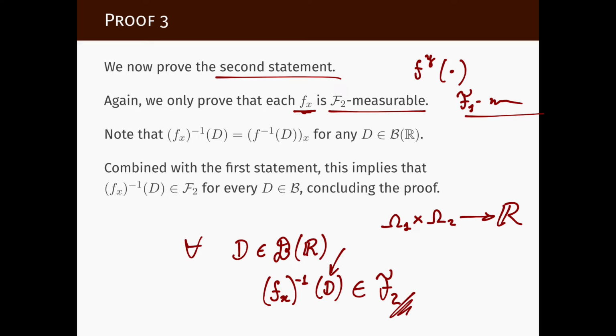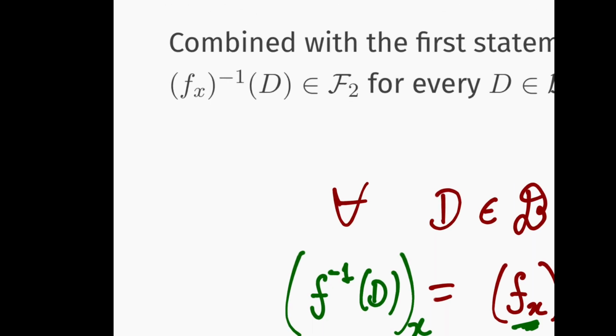Well, how can we show that? Again, we show that taking sections behaves well with respect to other set operations, and in particular, the pre-image of a set D by the section function is actually the same thing as taking the pre-image of that set D and then taking the section of that set. We can try to visualize that through a picture.